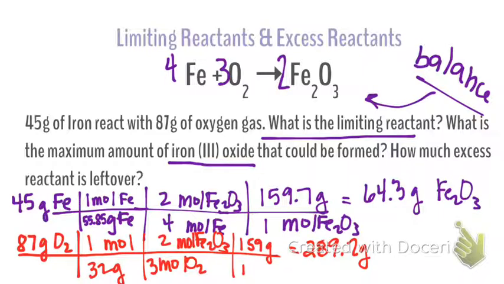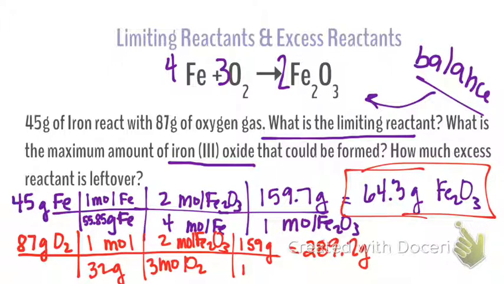Okay, so the first question we can answer, what's the max amount of iron oxide that can be formed? What is my response there? 64. Okay, good. It's very simple to say, oh, this number is bigger, so that's the maximum amount. No, right? Iron is going to run out before we can produce that much. It's going to run out after 64 grams. Now the question is, how much excess reactant is left over? So we want to see how much oxygen gas is going to be used up in the reaction and then left over.